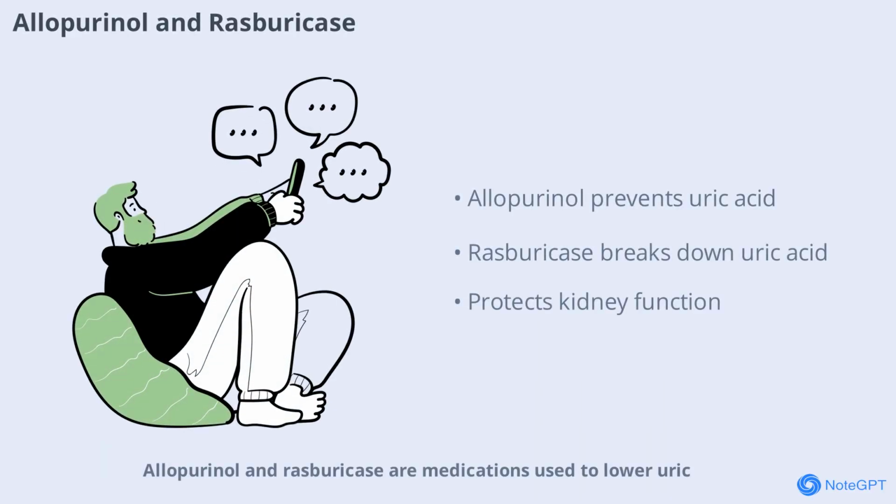Allopurinol and rasburicase are medications used to lower uric acid levels in patients at risk for tumor lysis syndrome. Allopurinol prevents the formation of uric acid, while rasburicase breaks down existing uric acid into a more easily excreted form. These drugs are essential for protecting kidney function during cancer therapy.